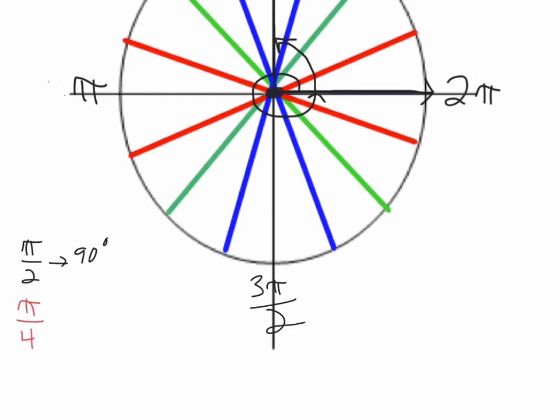Oh, no, wait, it's green. Sorry, wrong color. So I'm going to do this in green. I'm just going to grab my eraser here. Sorry, I wanted it to be green. All right, so my next family is going to be green. And these are going to be our pi over 4s, because when you cut a half in half, you get a fourth.